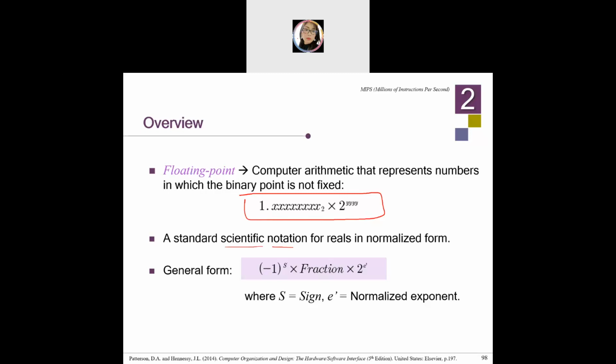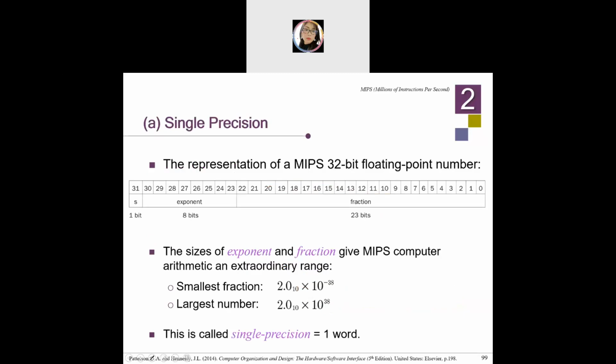You have (-1)^S. What is S? S is your sign, whether it's positive or negative. E prime is the normalized exponent, similar to last time. After you normalize, then you can get the value, isn't it? So let's see first the single precision.